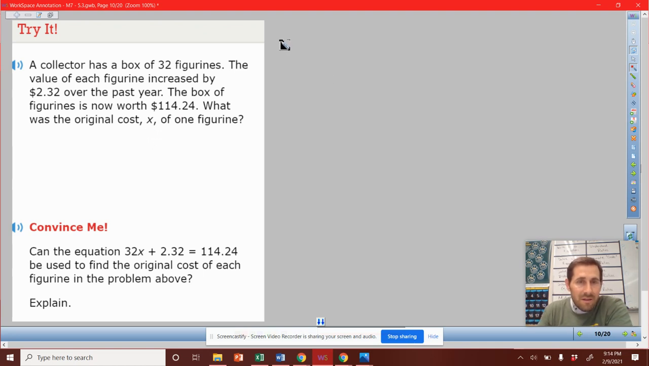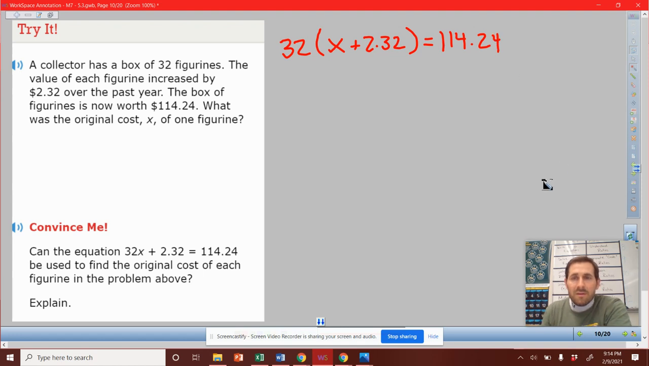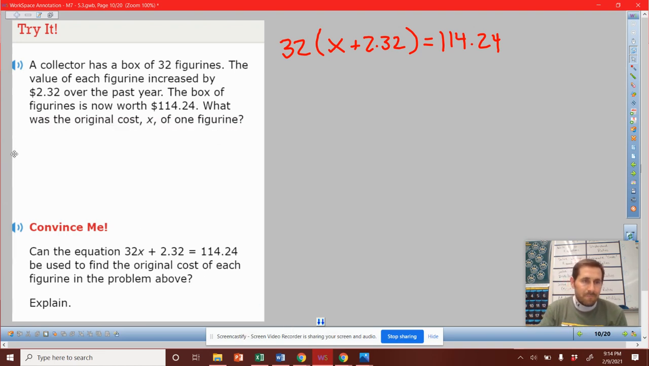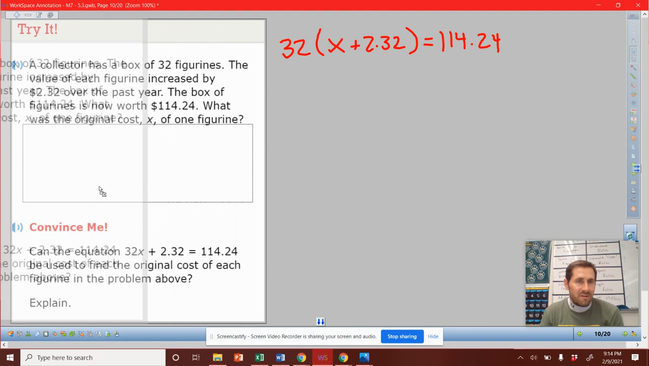So we have 32 figurines. Each one of them had an original price x, but each one of them increased by a price of $2.32. And now that new price is $114.24. So just what we had done in the previous problem. Two ways to solve it, right? So we're going to try to do this in both ways because I'm not sure where your preference is yet.